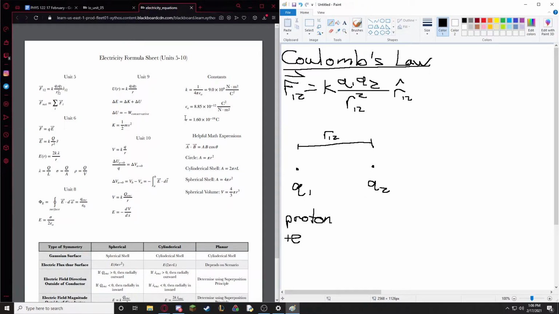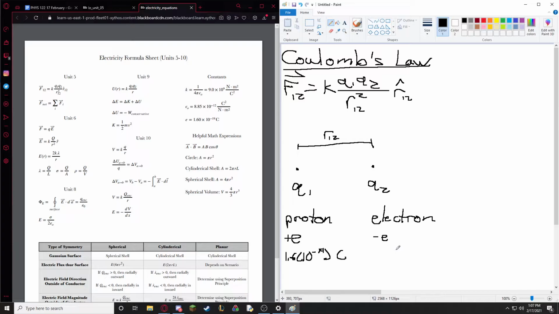Yep, it's 1.6 times 10 to the minus 19 coulombs. It's right there on the formula sheet. So proton plus E, 1.6 times 10 to the minus 19 coulombs. And what about the electron? What's the charge of the electron? It's the same magnitude, right? But opposite. Yep, so an electron, the charge is the same, but opposite, it's minus E.